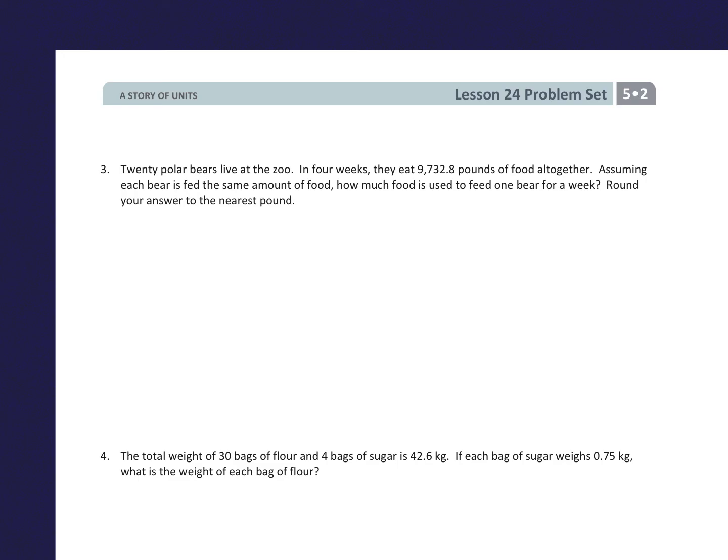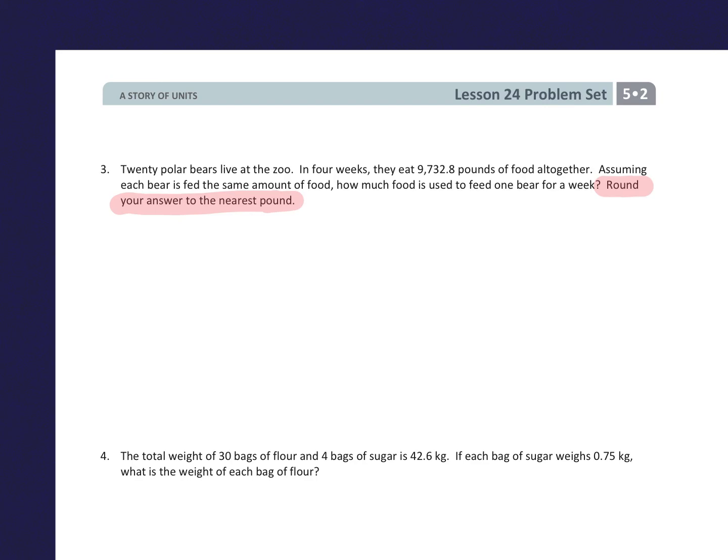Here we are on number 3. 20 polar bears live at the zoo. In 4 weeks, they eat 9,732 and 8/10 pounds of food altogether. Assuming each bear is fed the same amount of food, how much food is used to feed one bear for a week? Round your answer to the nearest pound. I'm going to highlight that because I already know some of you are probably going to forget to do that part. So round your answer to the nearest pound.